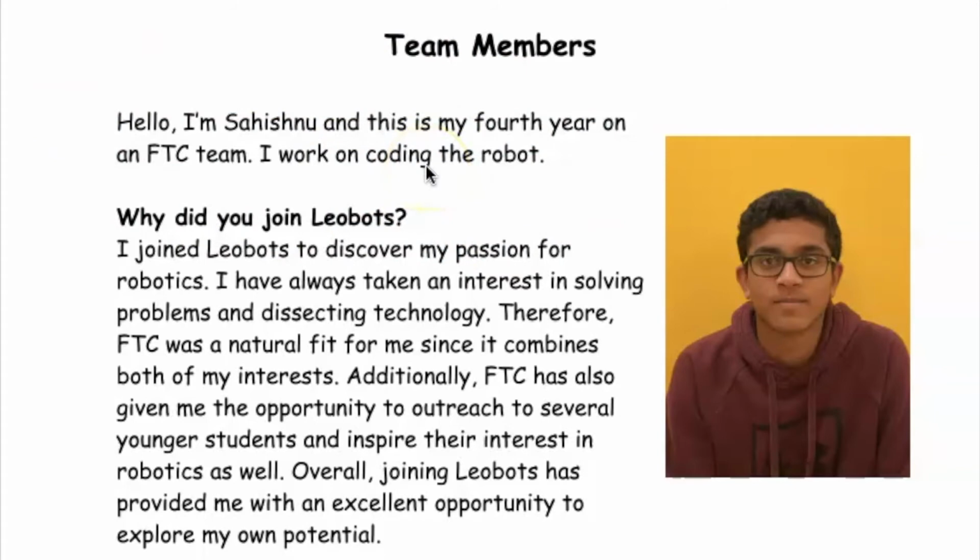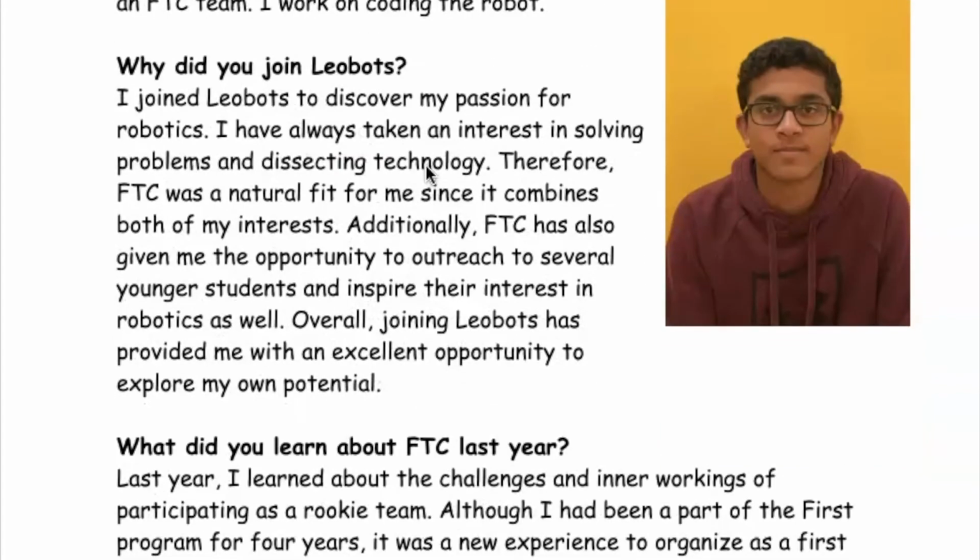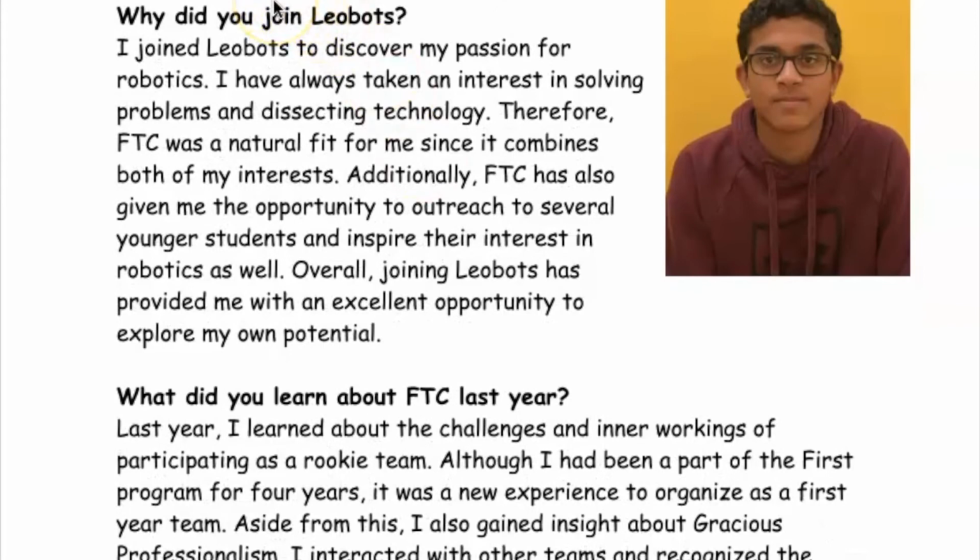This person was working on coding the robot. Then we had a series of different questions to ask the person. One of the first questions is, why did you join Leobots? Why did you join our team? It tells the judges, hey, I like computer science, I want to do robotics, that kind of stuff. So it's important you include this question.